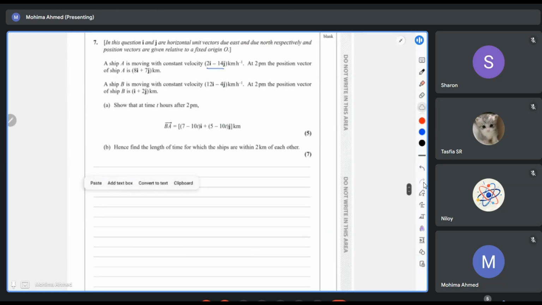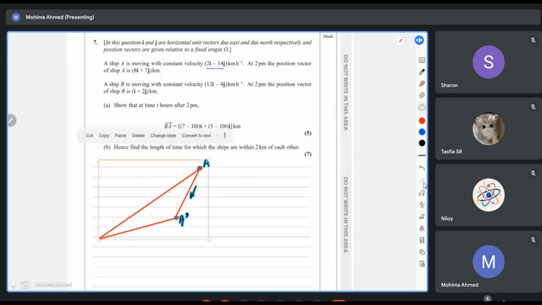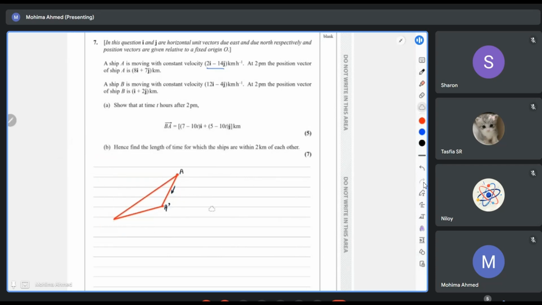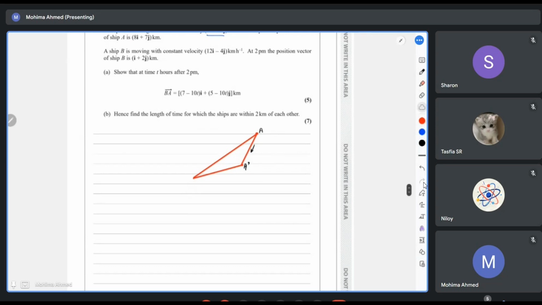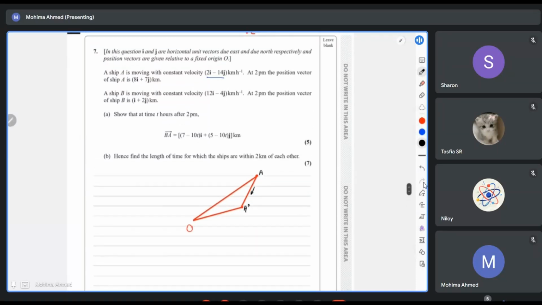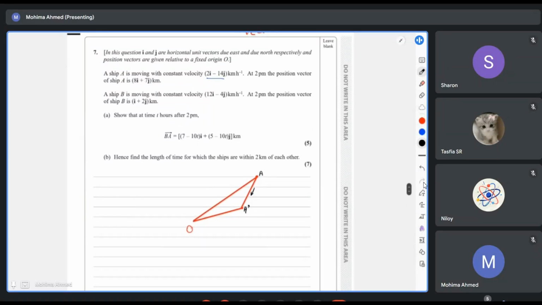I know it might look very messy or complicated, but it will be easier when we are going to solve this maths. This is O. Now always remember the position vector. Position vector is basically the distance with respect to the origin, that was provided, which was this, right? 8i plus 7j. So this is OA, which is 8i plus 7j.